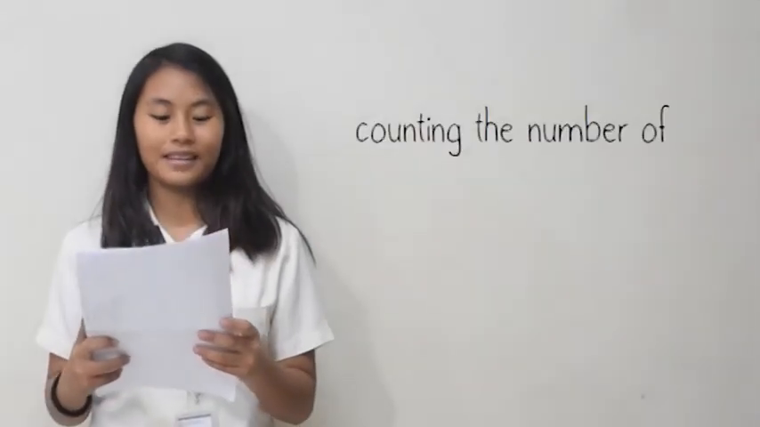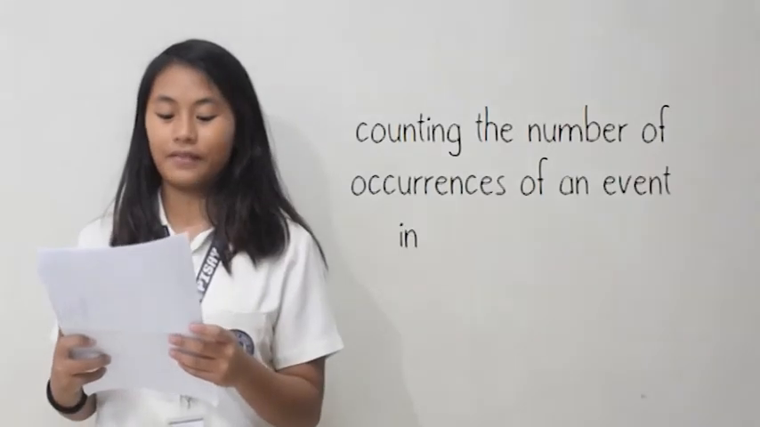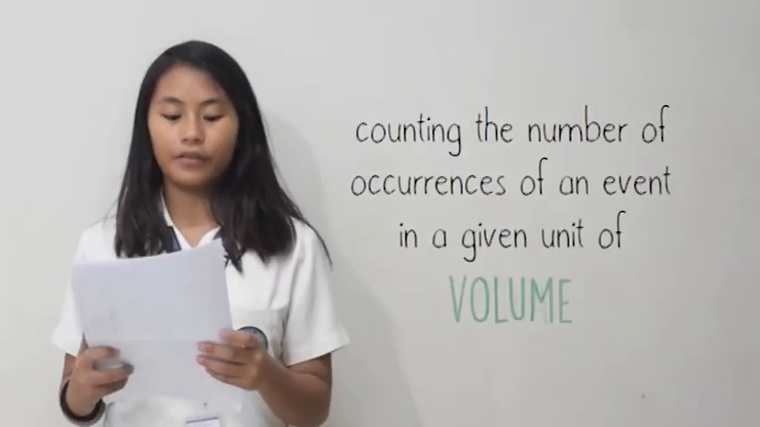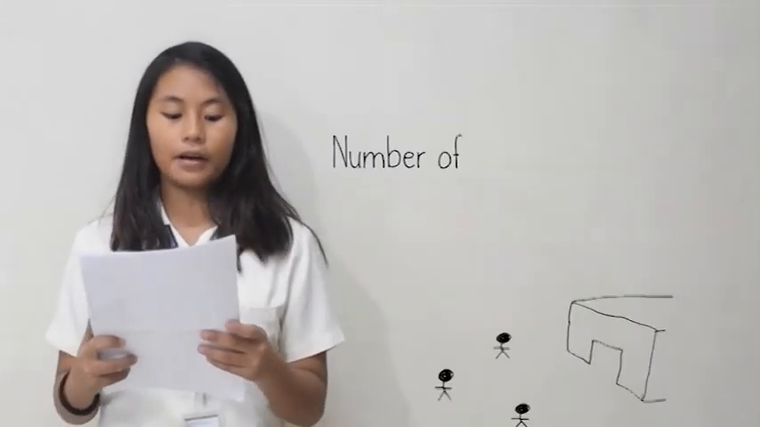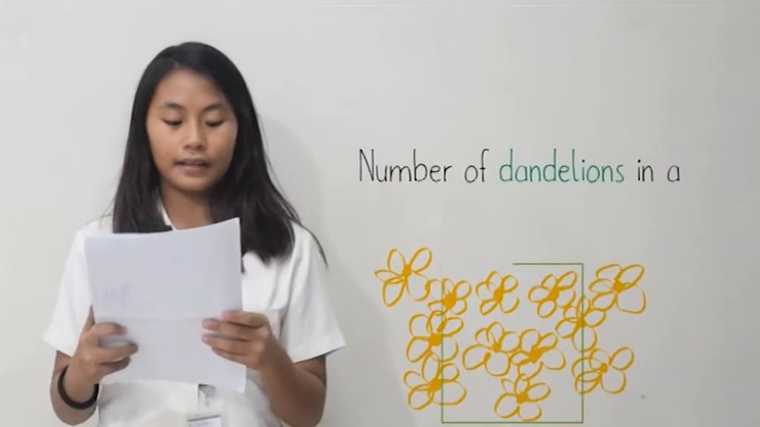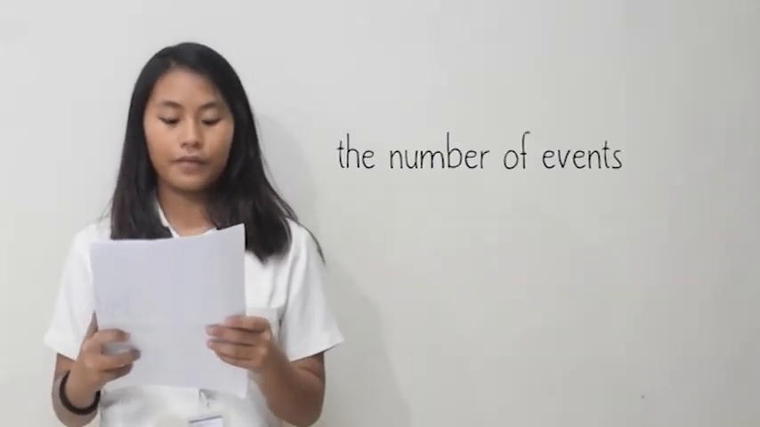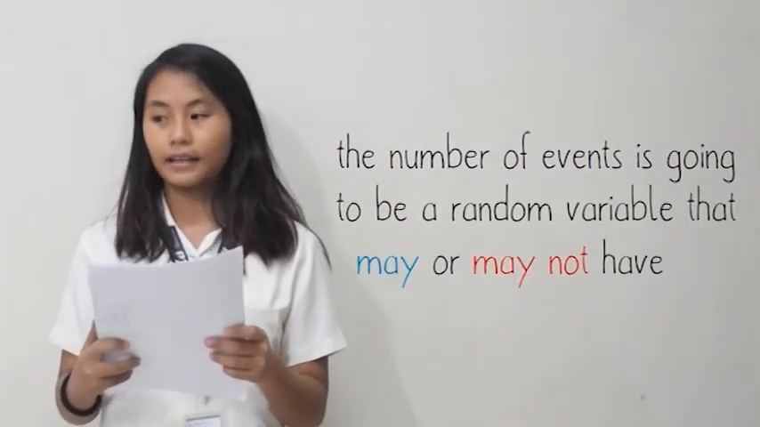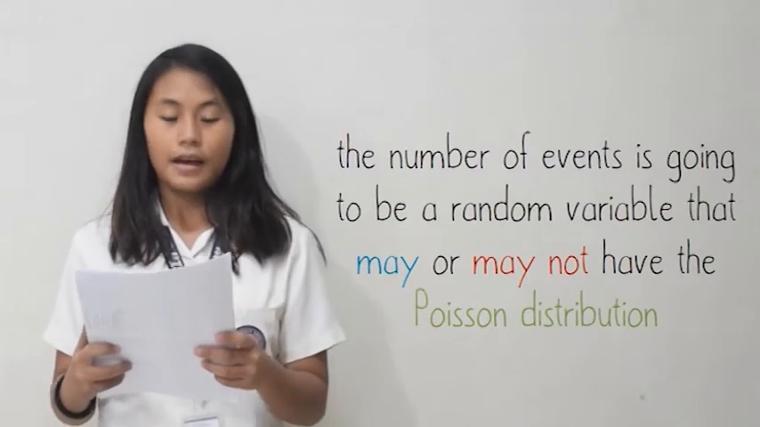Suppose we are counting the number of occurrences of an event in a given unit of time or distance or area or volume. For example, we might be counting the number of customers in a day in a shop like a pen shop, perhaps, or the number of dandelions in a square meter plot of land. Then the number of events is going to be a random variable that may or may not have the Poisson distribution, depending on the specifics of the situation.